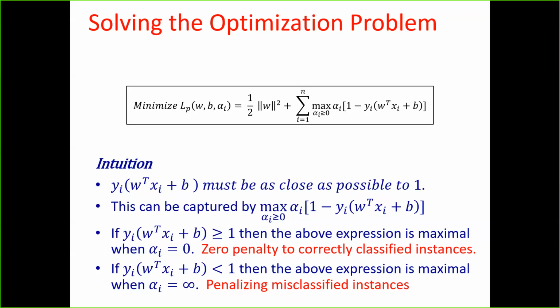Let me take a scenario. Yi is +1 and W transpose Xi plus B greater than or equal to 1. Is it a correct prediction or a wrong prediction? Correct prediction, right? Because we are saying all the positive points should lie on or above the positive boundary, and this is on or above the positive boundary. Therefore, it should be a correct prediction, right? What is yi times W transpose Xi plus B when yi is +1 and W transpose Xi plus B is greater than or equal to 1? What is the value of this?